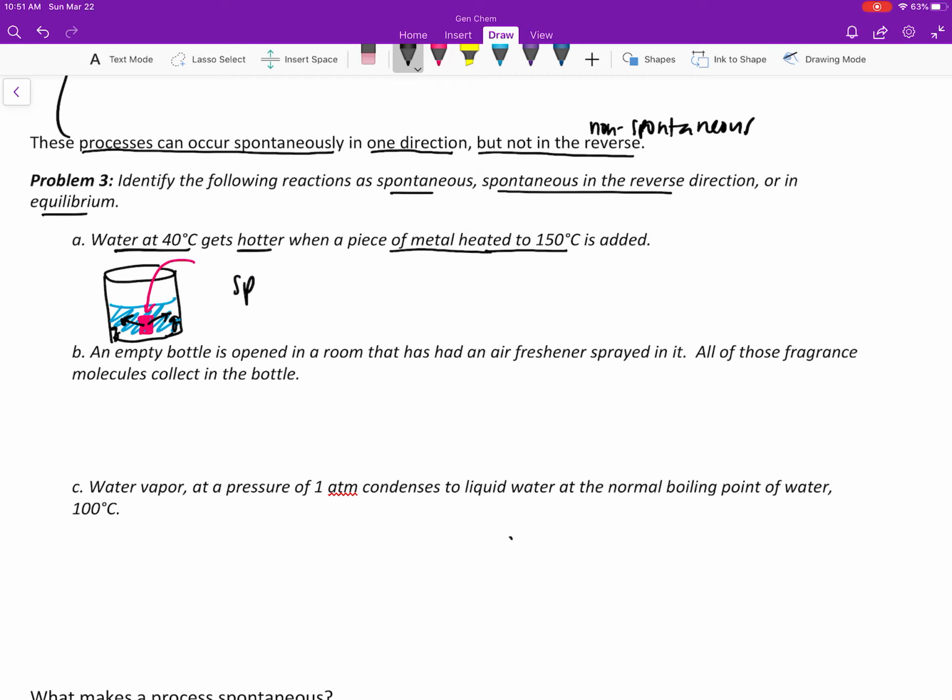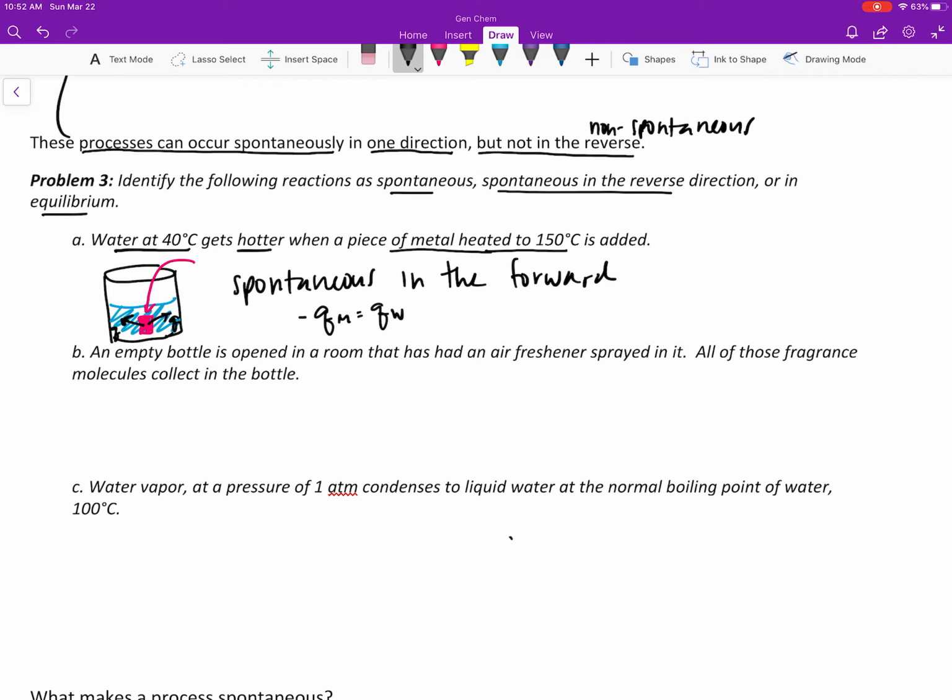So we would say that this is spontaneous. It doesn't take any work for that water to heat up. It's spontaneous in the forward direction. Once you put the metal in there, you don't have to do anything else. The metal will eventually cool off and the water will eventually warm up. We defined this when we did calorimetry in chapter 5 last semester.